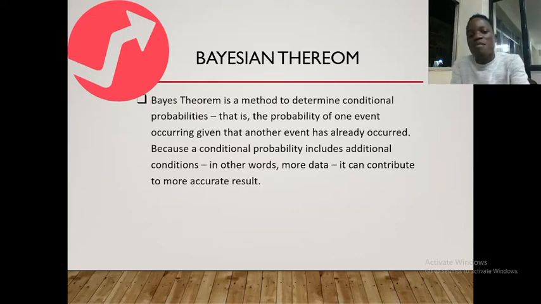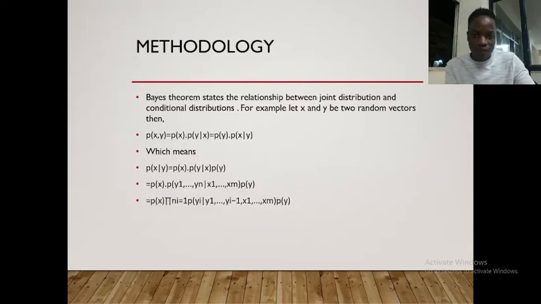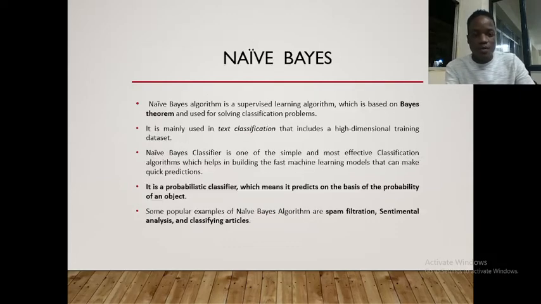Bayesian theorem is a method to determine conditional probabilities, that is, the probability of one event occurring given that another event has already occurred. Because a conditional probability includes additional conditions, in other words more data, it can contribute to more accurate results. So the methodology is, okay, I was giving just an illustration where Bayes' theorem was illustrated. Okay, so I'm going to also talk about naive Bayes.